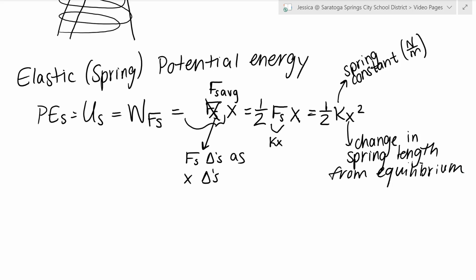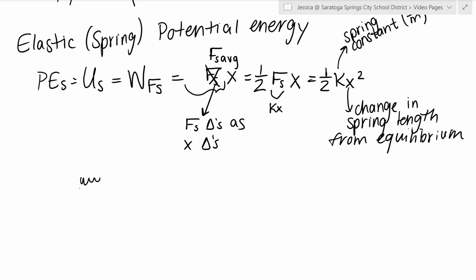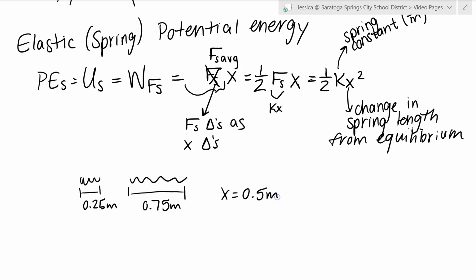Okay. So it's not the length of the spring at a given point, it is the change in length from that equilibrium or rest position. So if I have a spring whose rest length is 0.25 meters, and then I stretch that spring out to 0.75 meters, my x value should be 1/2 meter, since that is the change in length.